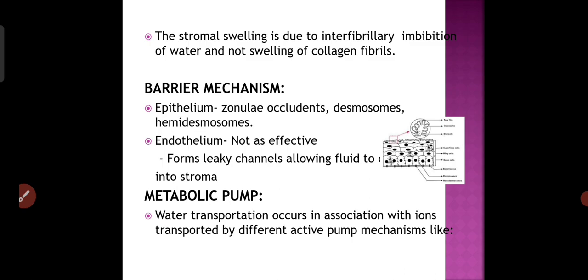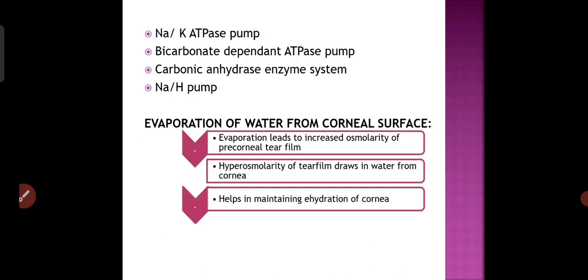Coming to the metabolic pump, the water transportation occurs in association with the ions transported by different active pump mechanisms like the sodium potassium ATPase pump, bicarbonate dependent ATPase pump, carbonic anhydrase enzyme system, and the sodium hydrogen pump.